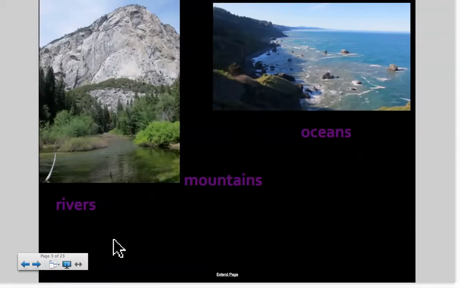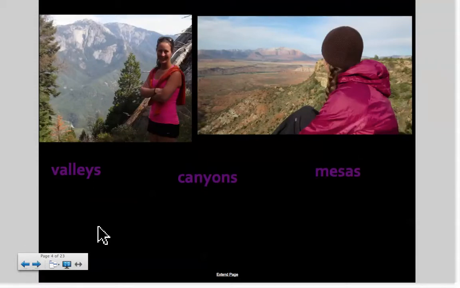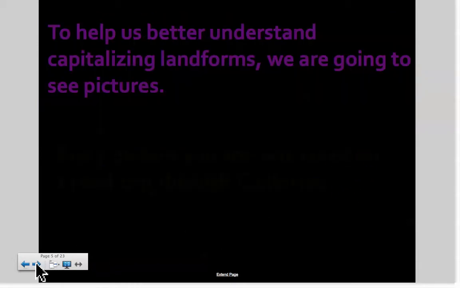In order to start, I want to explain to you what a landform is. It might be something like a river, mountains, or even oceans. All of those are considered landforms or bodies of water. Another one of landform is a valley. Maybe a canyon, and you see some examples in here of the canyons. And another landform is a mesa. You can see some of the mesas in the background there. All of those are landforms.